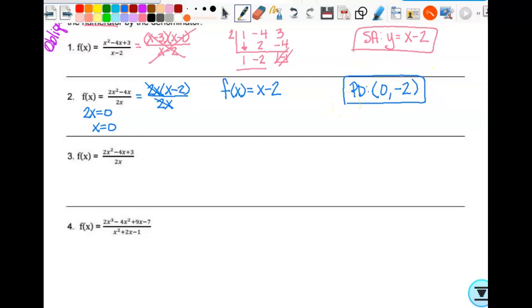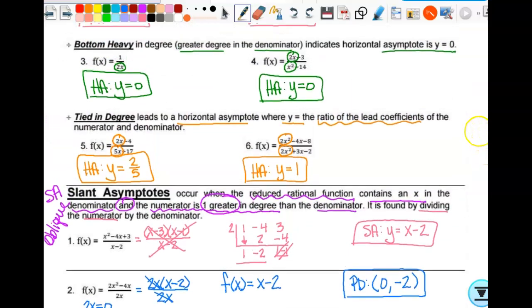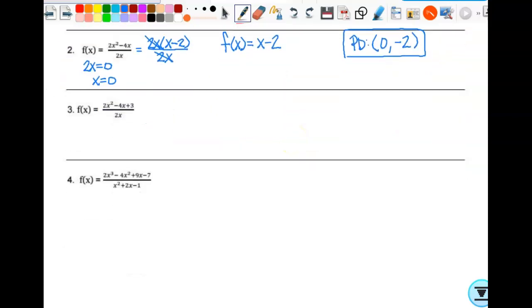Okay. Now I'm looking for a slant asymptote. The definition I gave you says it has to be 1 greater, which it was, and even still, over 1, this would still be 1 greater in degree than the denominator. But it also says it has to contain an x in the denominator. Does this contain an x in the denominator? No, right? It would just be a 1. So my answer here for my slant asymptote is none.